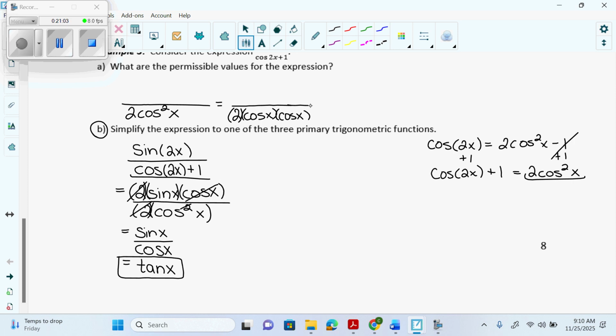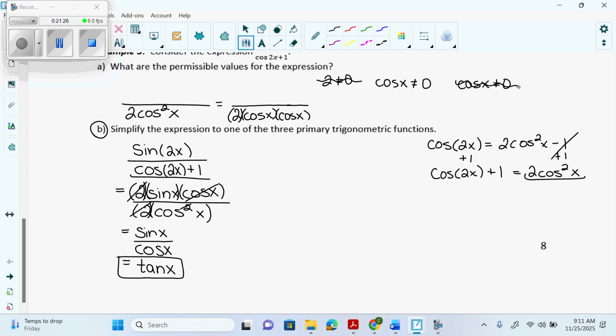So let's talk about restrictions. Okay, 2 can't equal 0. True statement, no one cares. Then we have cos x can't equal 0, and then we have cos x can't equal 0. Do I have to do it twice if they're both cos x? No. So I just have to do it once, where cos x can't equal 0.